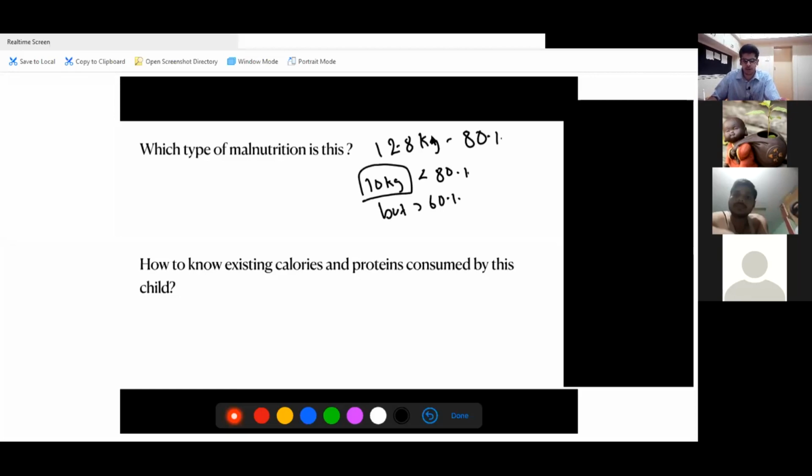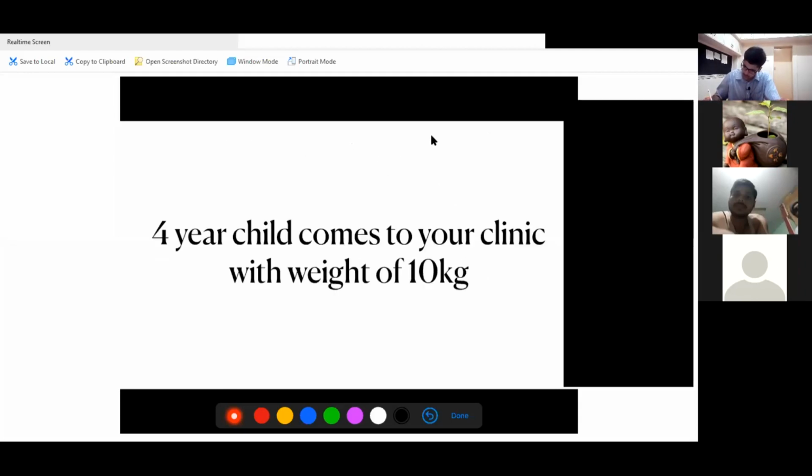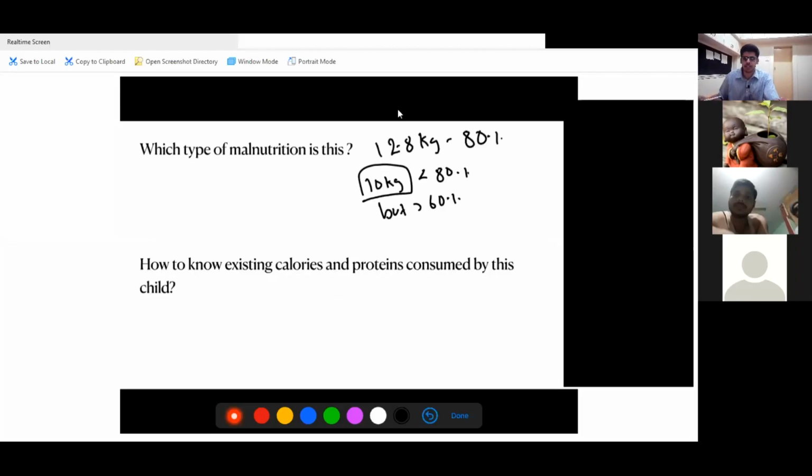So which type of malnutrition is this? This patient has no edema. Someone answer fast. Which type of malnutrition is this? This is undernutrition. Okay, no problem. This is undernutrition.